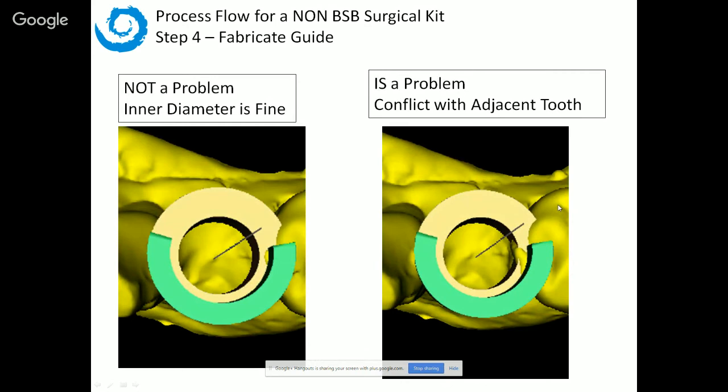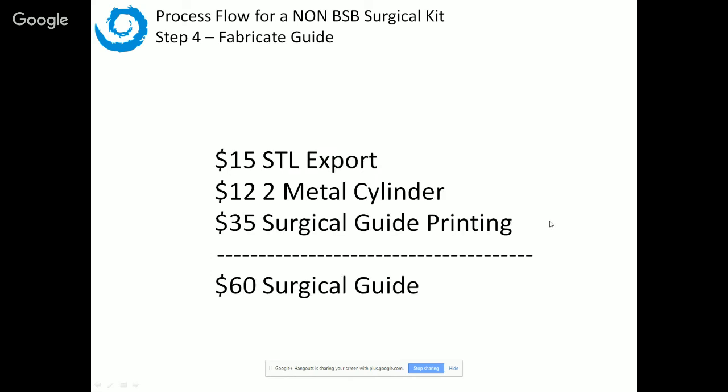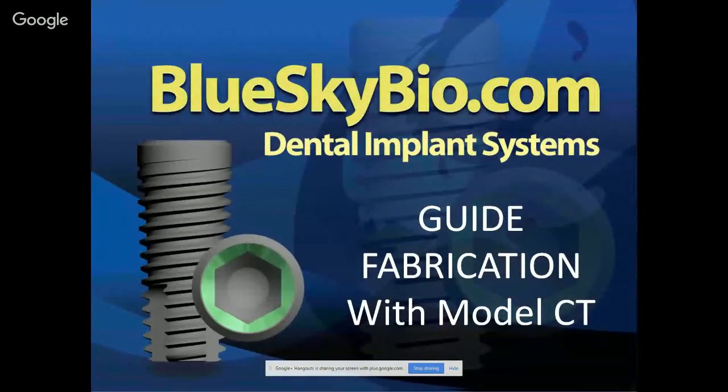To review the screen that came up before, it's not a problem if the adjacent teeth interferes with the outer diameter of the software guide tube, but it is a problem if it interferes with the inner diameter. And here are the printing centers. Doesn't matter if you're making your guide in normal mode or advanced mode. At the end of the day, you're going to have an STL file to go for printing, and it could be done there with pretty much the same costs as previously.